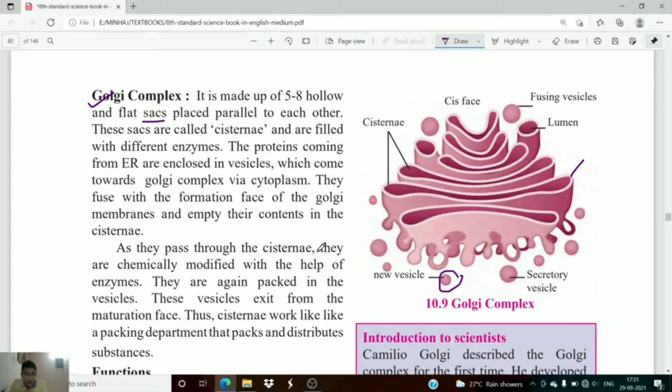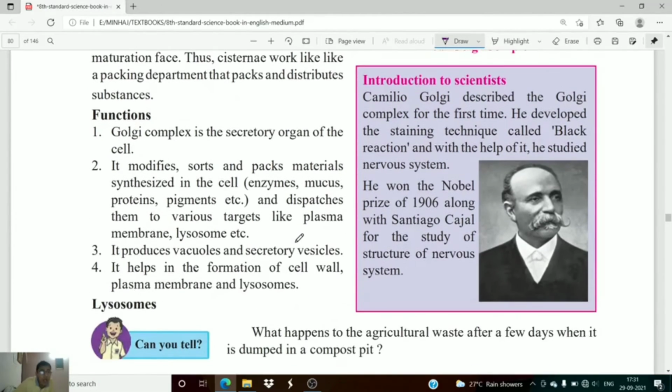Okay, so what it does, it packs some substances and then it distributes that substance to the other parts of the cell. The functions are: Golgi complex is the secretory organ of the cell. It is considered as the secretory organ of the cell. That means it is going to secrete important enzymes. Then it modifies, sorts and packs materials synthesized in the cell, that is enzymes, mucus, proteins, pigments.